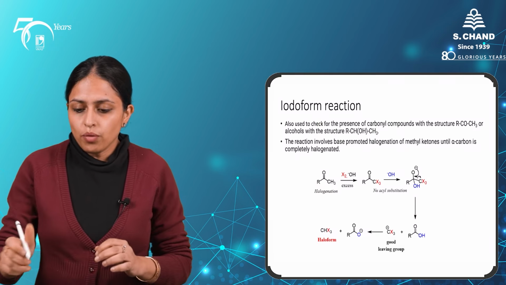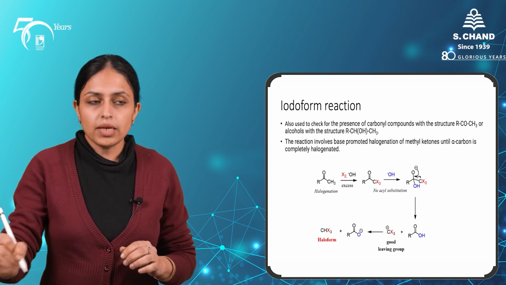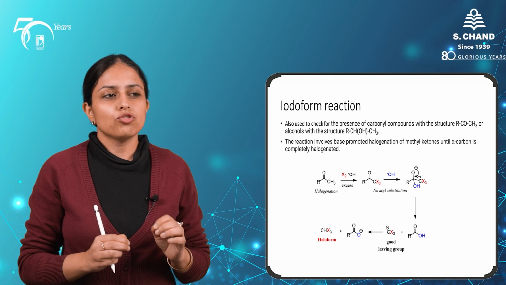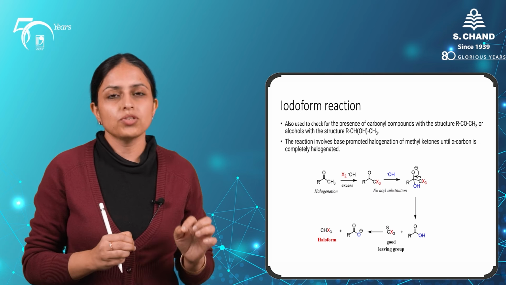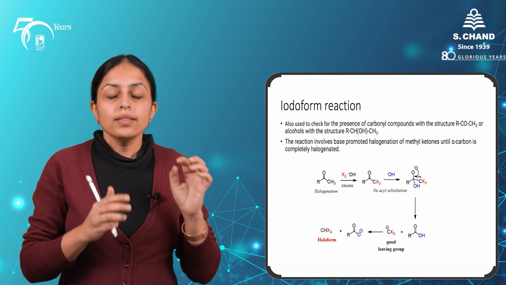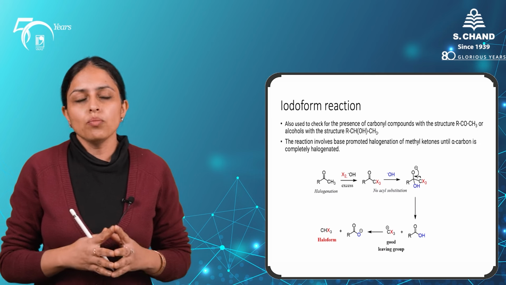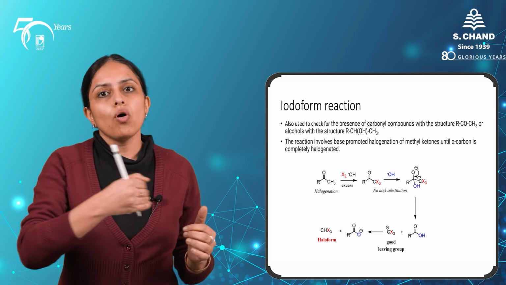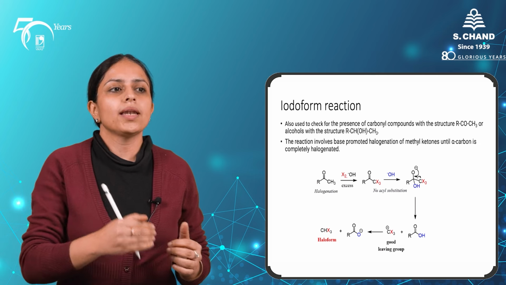So what is iodoform reaction? Iodoform reaction is when a ketone which is having the alpha hydrogen atom, specifically methyl ketone, reacts with the halogen in the presence of the base. So what will base do? Base will abstract the alpha hydrogen unless and until all of them have been substituted by the halide group.